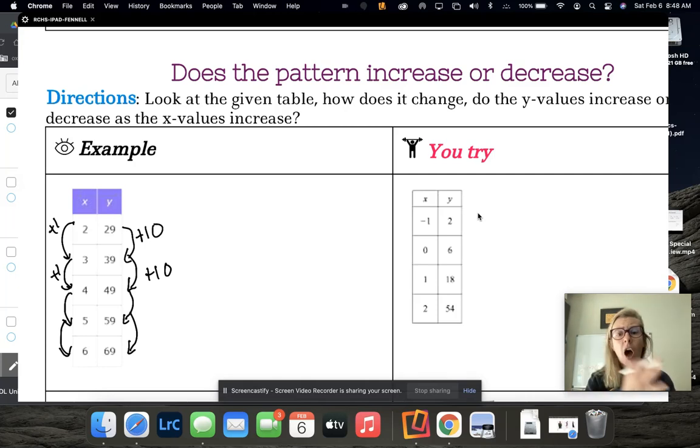Well, on the left of my table, my x values are increasing. So that's reading from left to right. And as my x values increase, my y values are also getting bigger by 10, right? We're adding 10 each time. So this one is increasing. Okay, so it's changing by a constant rate. So I'm thinking this is linear. This is just a preview of things to come, right? And it's increasing because the values are getting larger as my x values get bigger. Again, left to right. So we have to be looking as our x values increase as well.